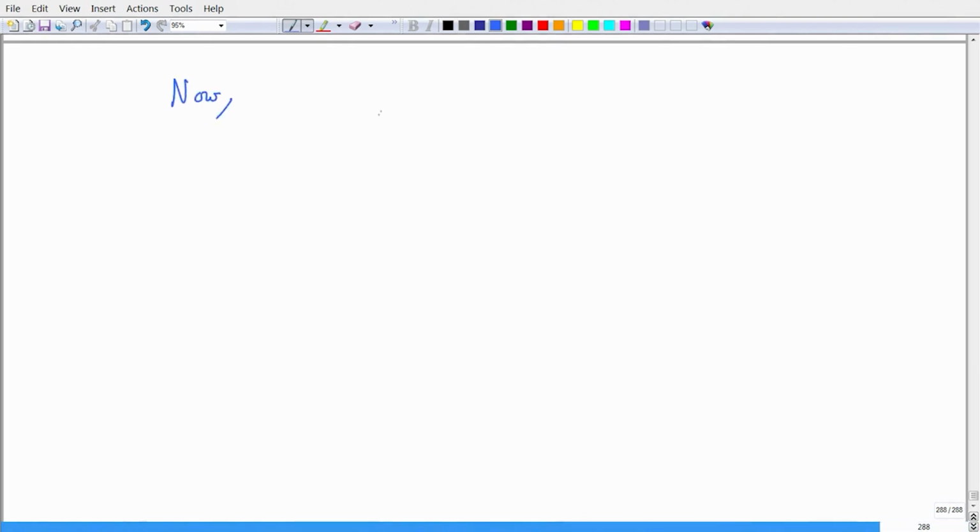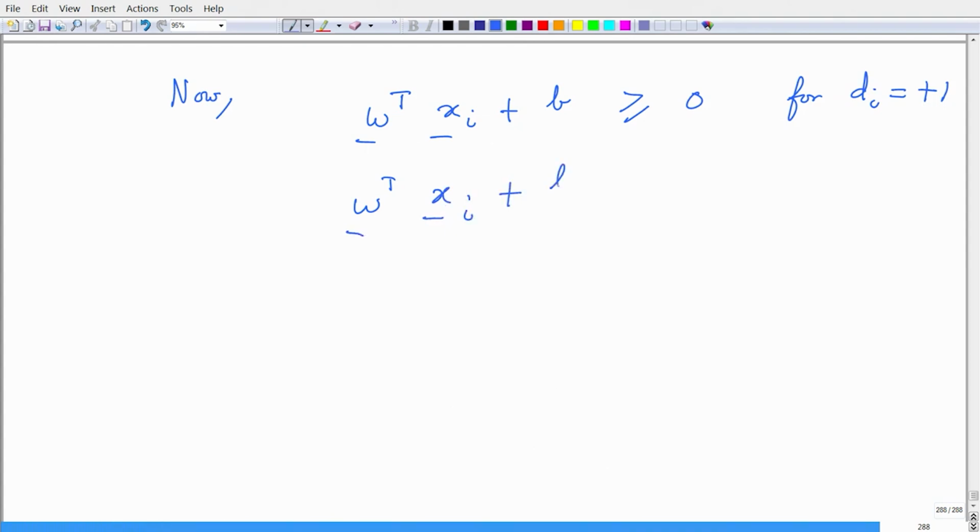Now, W transpose xi plus bias is greater than or equal to 0 for d suffix i equals +1, and otherwise, that is W transpose xi plus b is less than 0 for d suffix i equals -1.